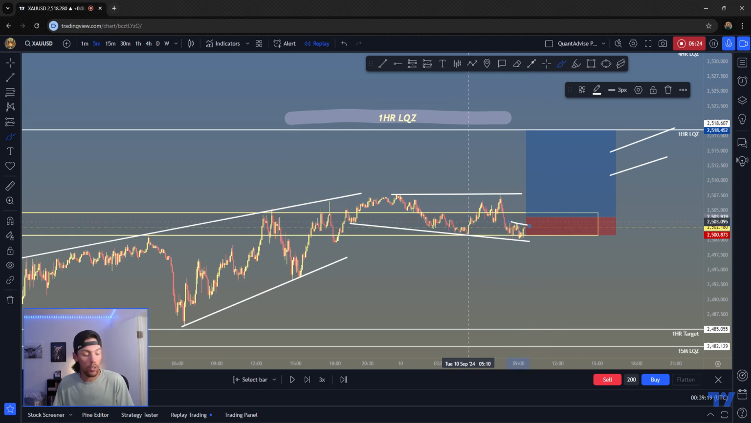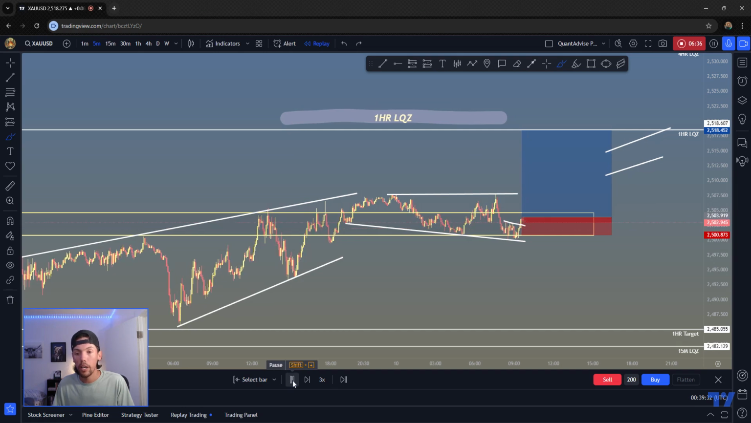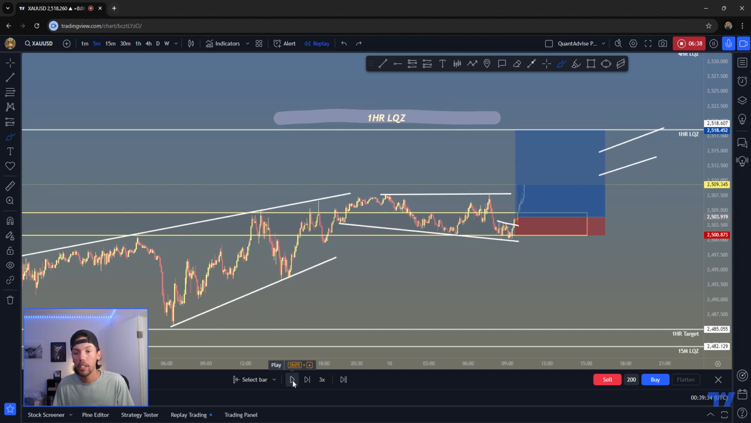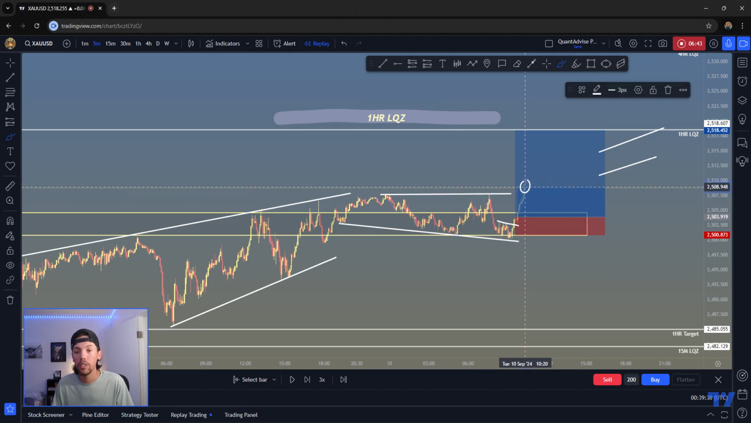And right here, okay, so it's 7:40 a.m. Let's go ahead and press play. So price comes up. As soon as it does this, I get this massive impulse above. And as soon as I'm seeing this massive impulse, I'm reducing my risk back to the inside of structure.